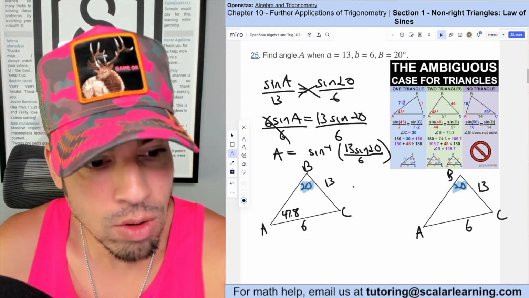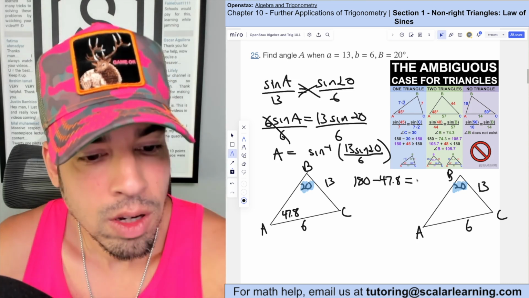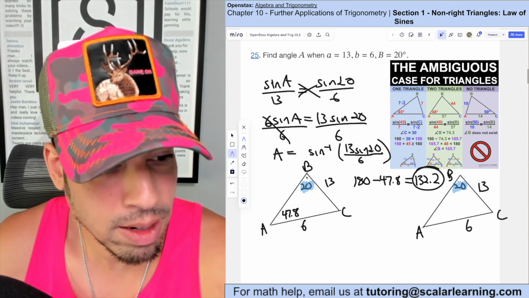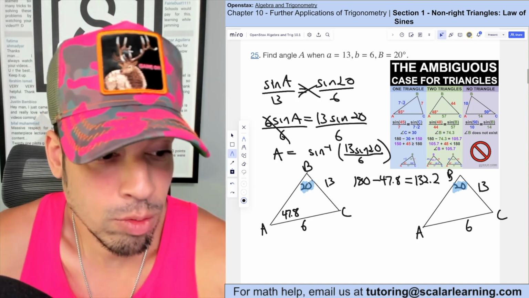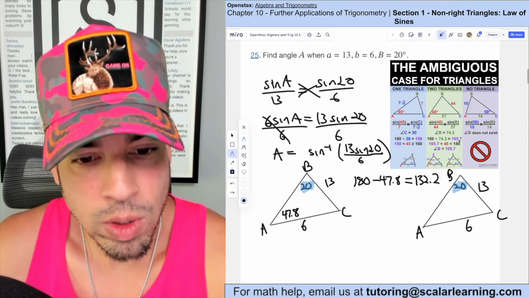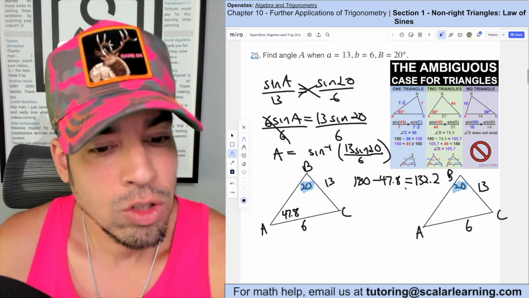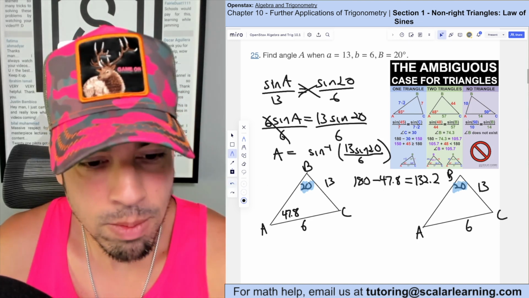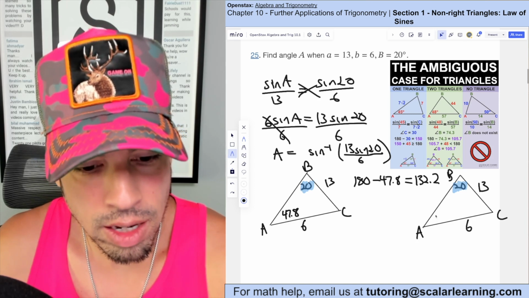That can't change. Now what we do is we take this new angle and we subtract it from 180, and we get 132.2. Then we take this and add it back to the original and ask, is that less than 180? It is. It would be 152.2. So when it's less than 180, we have 2 triangles. So this value that we got from subtracting from 180 is the angle A in the second triangle.